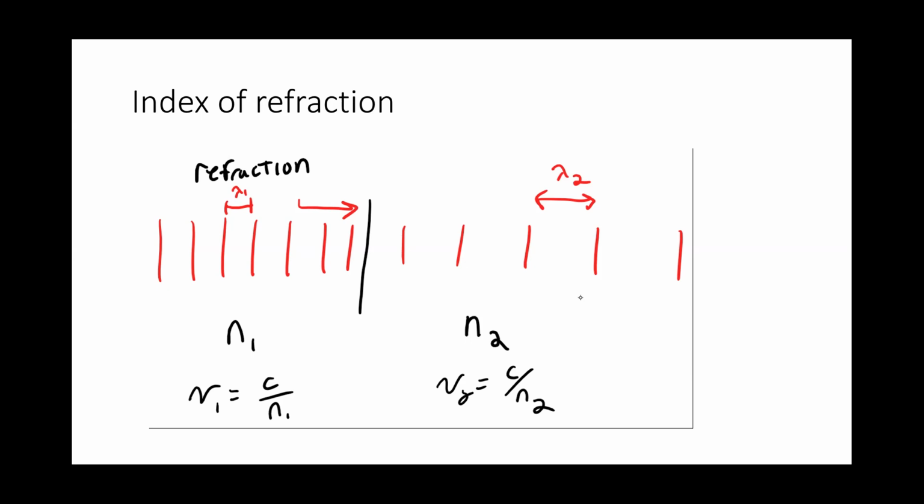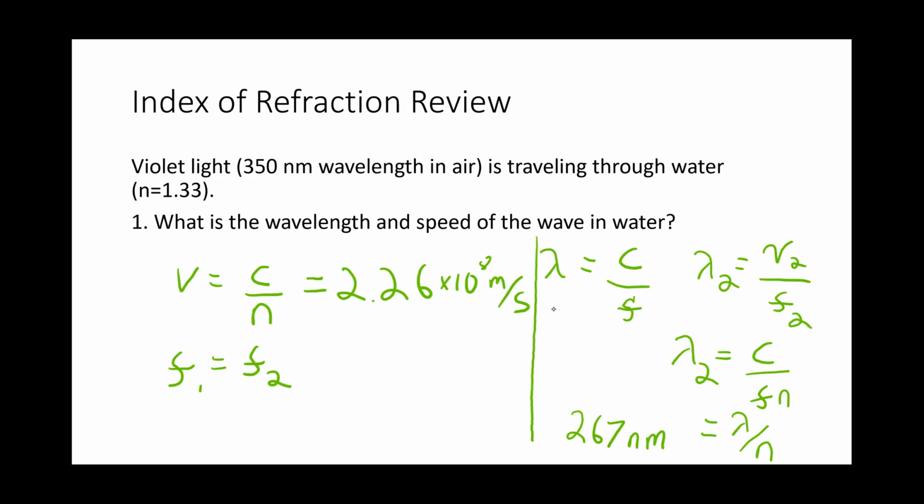Our equation was that the velocity was the speed of light over the index of refraction. We have this idea that the same timing between crests is going to happen regardless of speed, right? When two crests change mediums, the time difference between the two stays the same. So the frequency of the two waves is going to stay the same. To find the new wavelength in the water, I can look at the new speed with the same frequency and see that the wavelength is indeed shorter, and I end up with 267 nanometers.